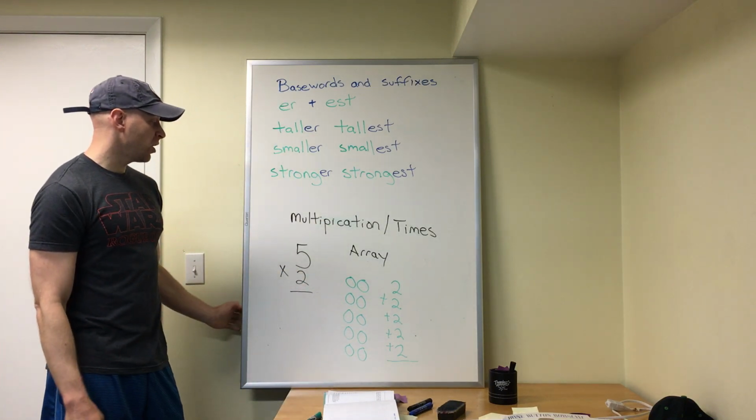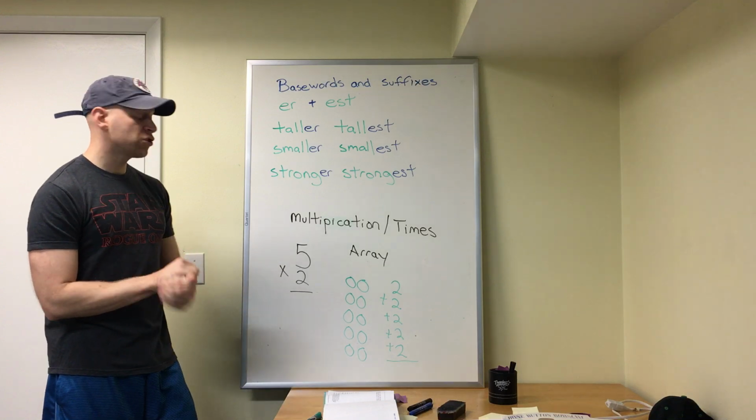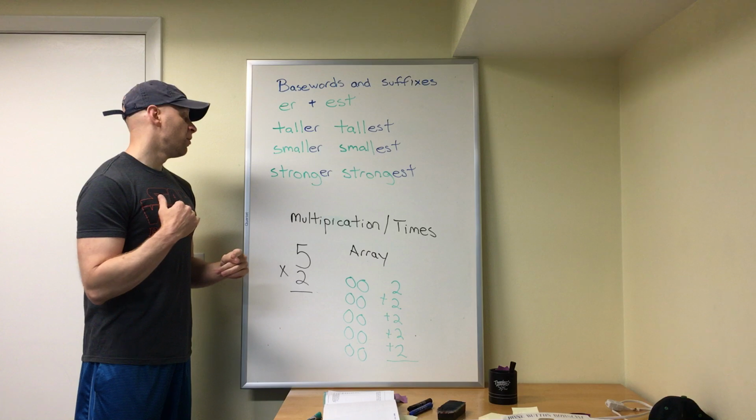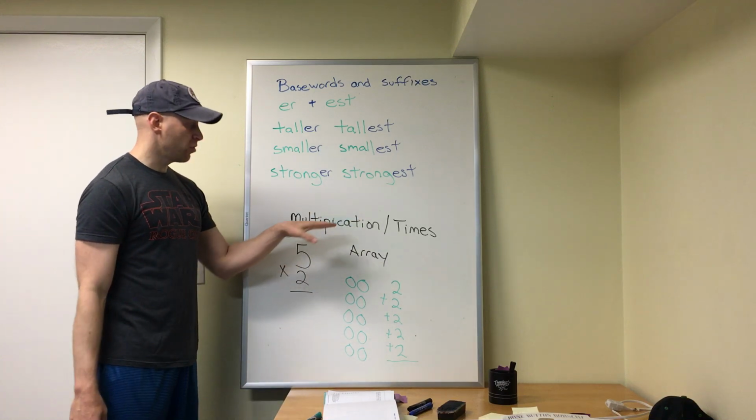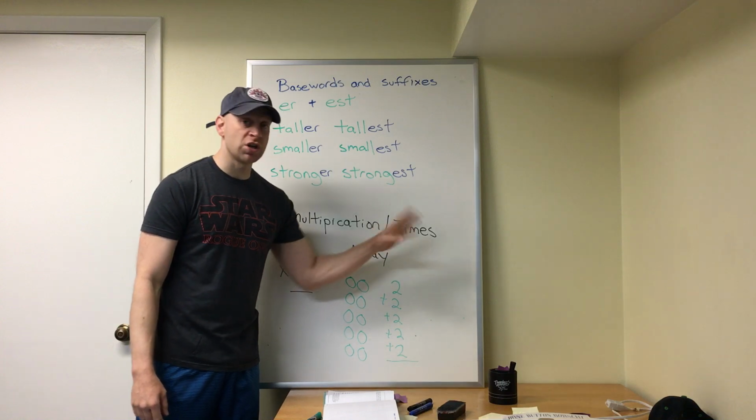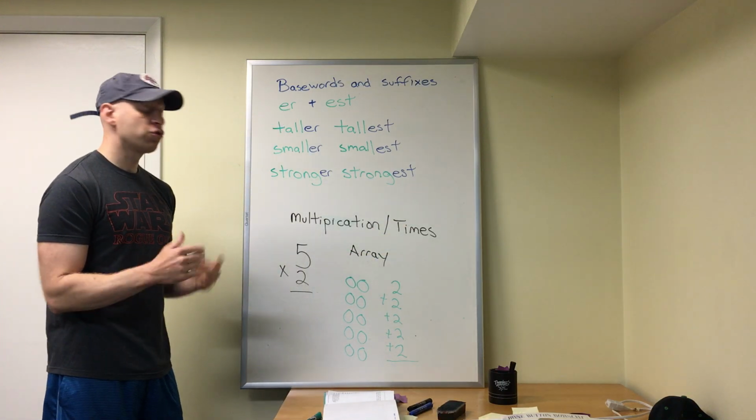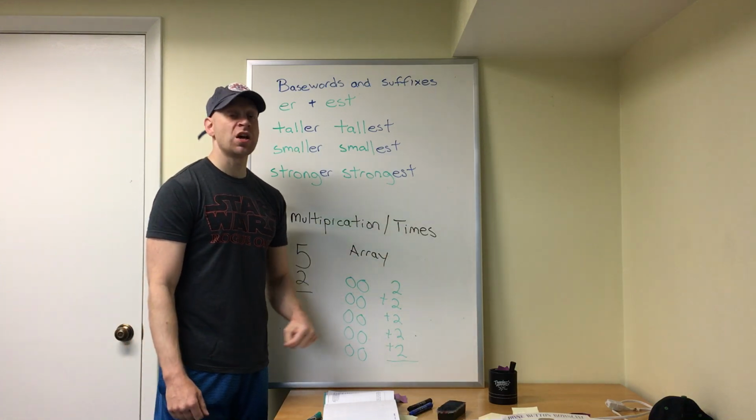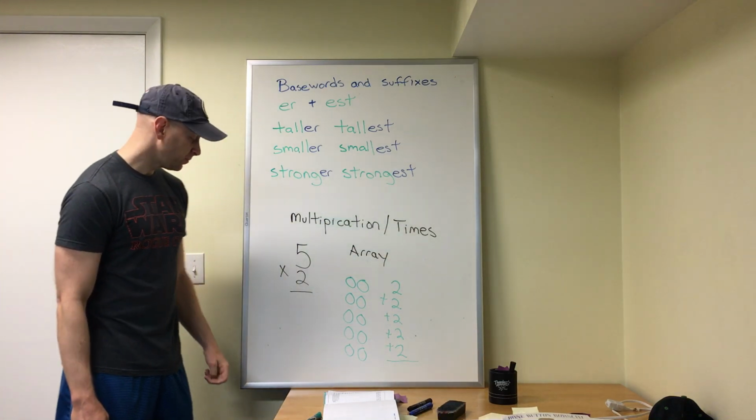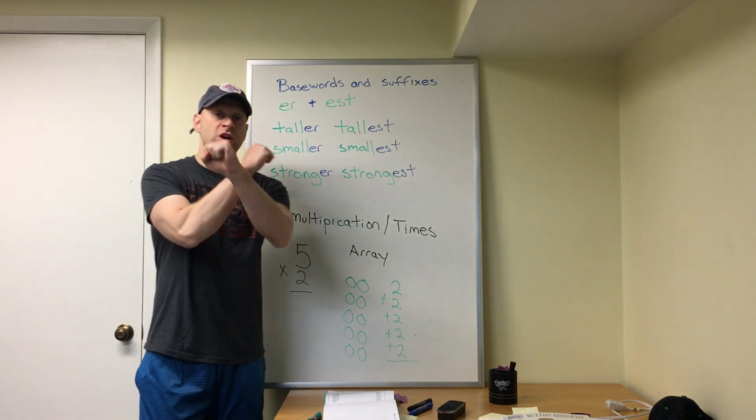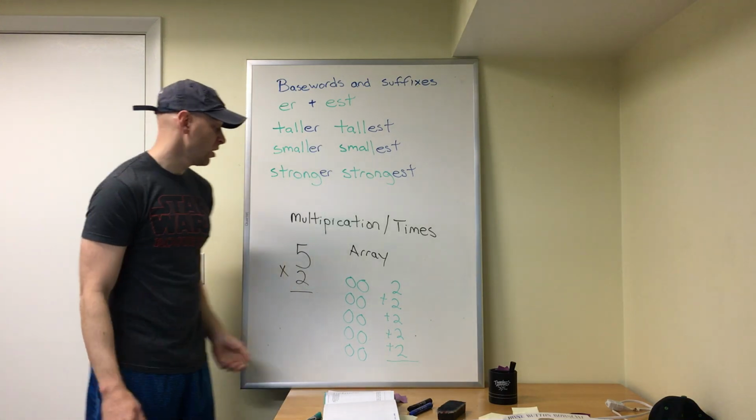So for multiplication, when we're talking about multiplication, otherwise known as times, don't get that mixed up. It's the same thing. If I say multiplication and I say I'm going to times something, those are both the exact same things. This isn't time, it's times, okay? And this is a symbol that we use for multiplication or times. You use an X there.